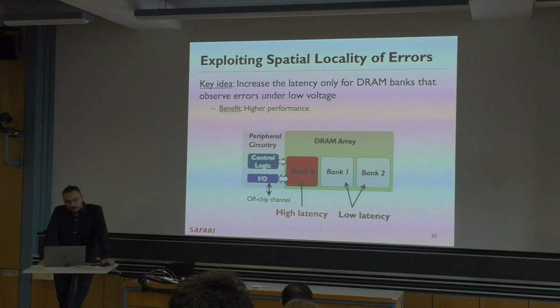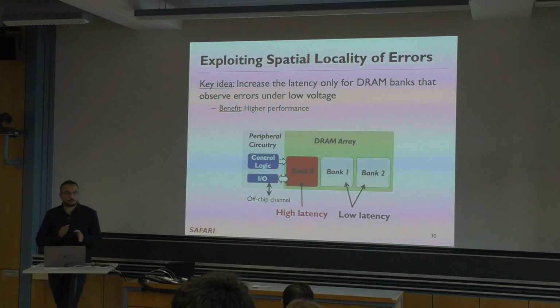And the key idea here is to exploit the spatial locality. Let's say we see some accumulation of the errors in certain banks, then we can apply different voltage levels to different banks, or we can also apply different voltage levels for different chips. So we can get benefit of this. Obviously you cannot do this in commodity DRAMs today, but with very little support from the DRAM chip, you can do that.